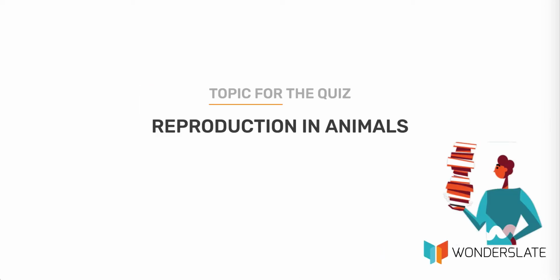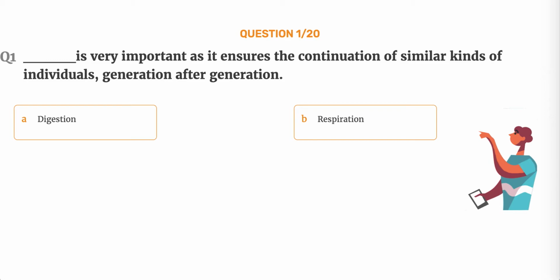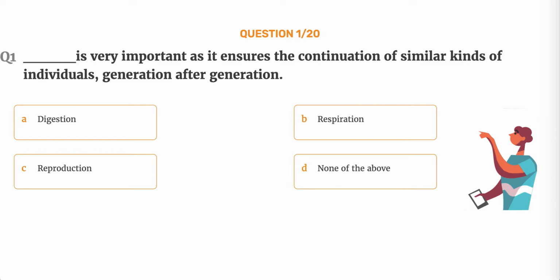Topic for today's quiz is reproduction in animals. Question number 1. Underscore is very important as it ensures the continuation of similar kinds of individuals, generation after generation. Option A. Digestion. Option B. Respiration. Option C. Reproduction. Option D. None of the above.